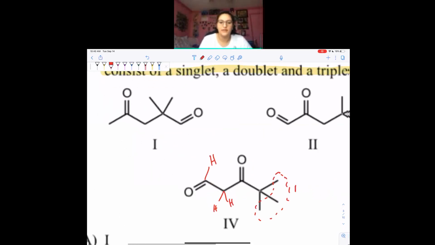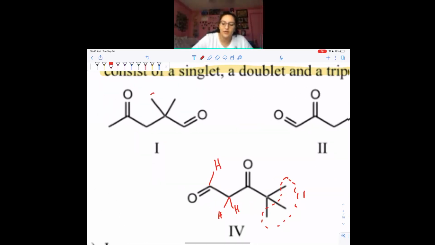Let's go up here next. We have partial symmetry right here. So we're going to say that's signal number 1, 2, 3. Oop, we have 4 signals. We get rid of this one. Too many.